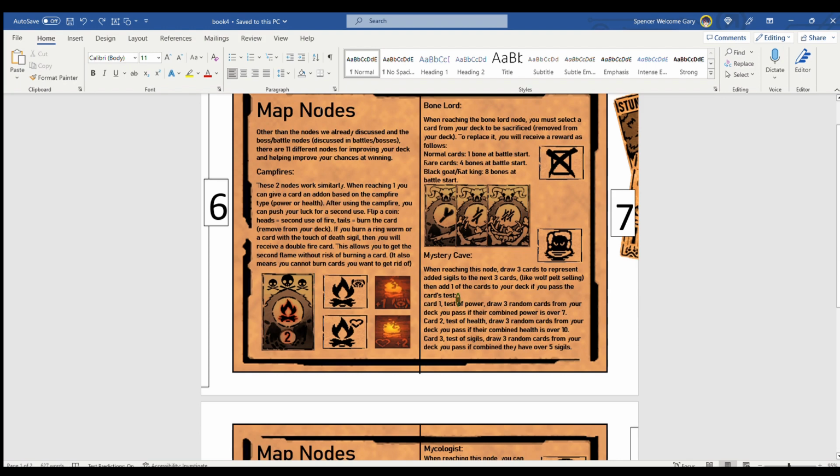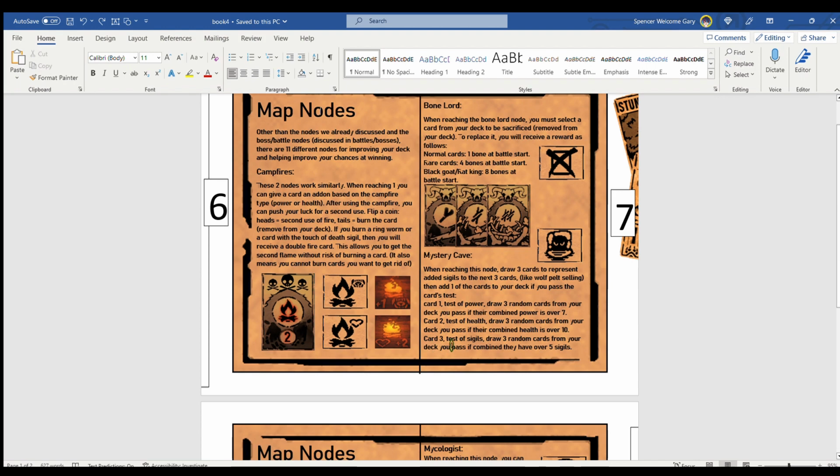if you passed the card's trial or test. The first card is the test of power. You'll draw 3 random cards from your deck, and you pass if their combined power is over 7. The second card, or the middle card, is the test of health. Draw out 3 random cards from your deck. You pass if their combined health is over 10.